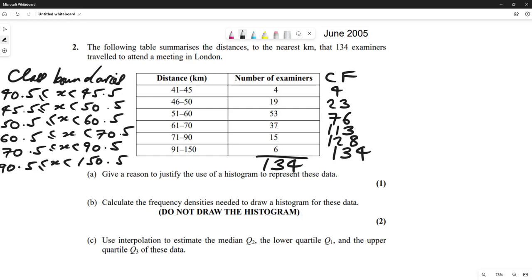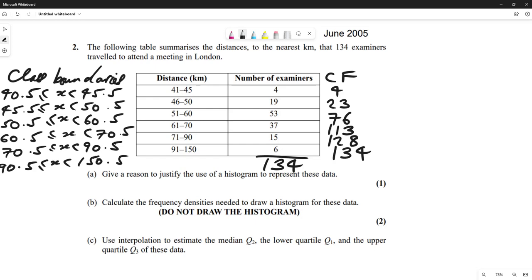In this video, we're going to look at linear interpolation of working out quartiles from group data. The first thing we ought to notice in this exam question is the groups have gaps in them. If we look at the distance in kilometers, it goes from 41 to 45 and then it jumps from 46 to 50. So the first thing you ought to do is to write down the class boundaries, as I have done on the left hand side.